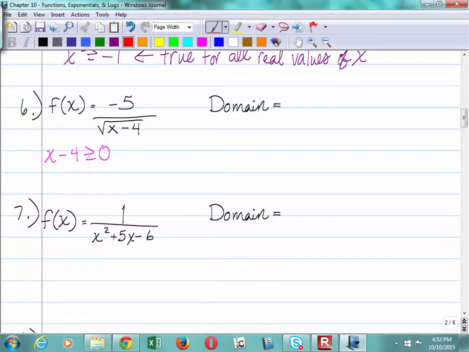So we're just going to nix the or equal to part. So basically we're just saying that x minus 4 has to be greater than 0. So then we just add 4 to both sides, so x needs to be strictly greater than 4. So that would be parentheses 4 to infinity.